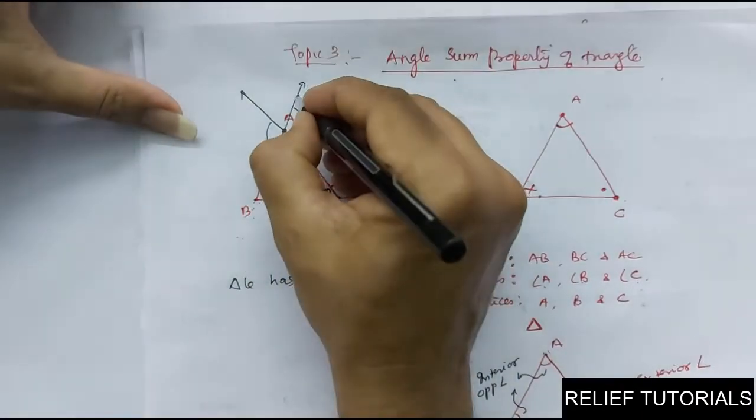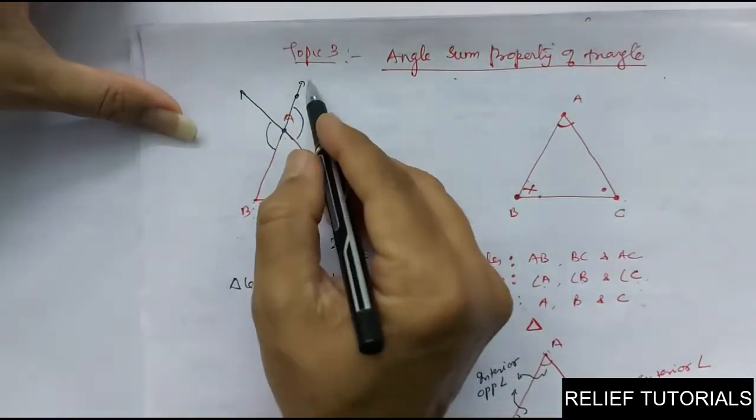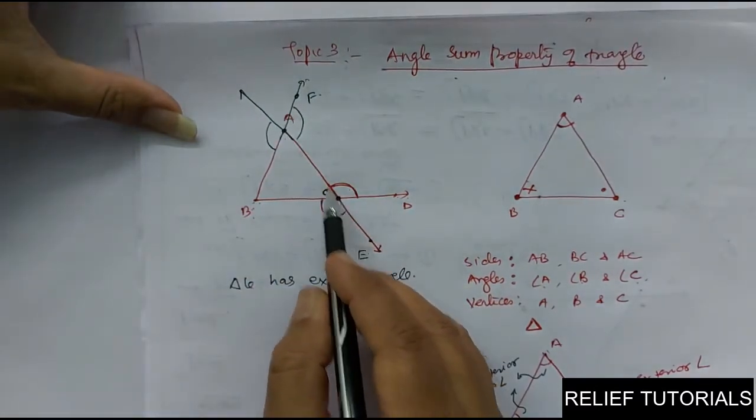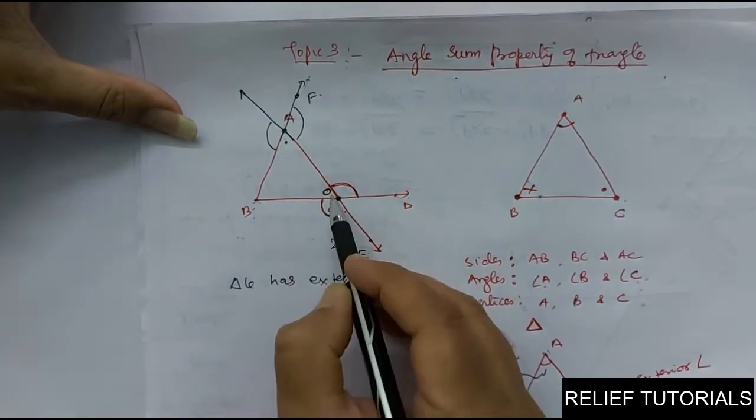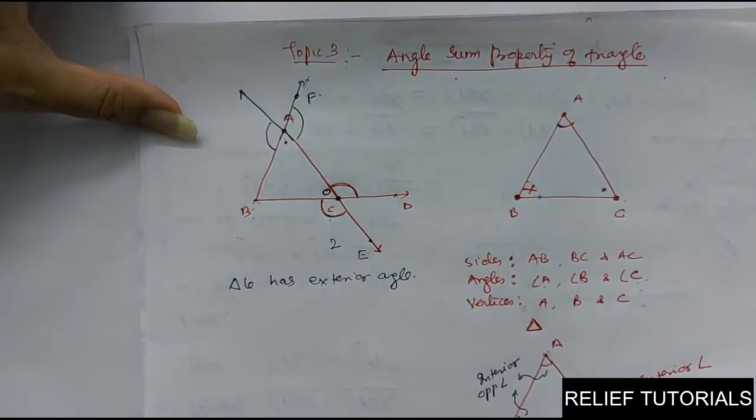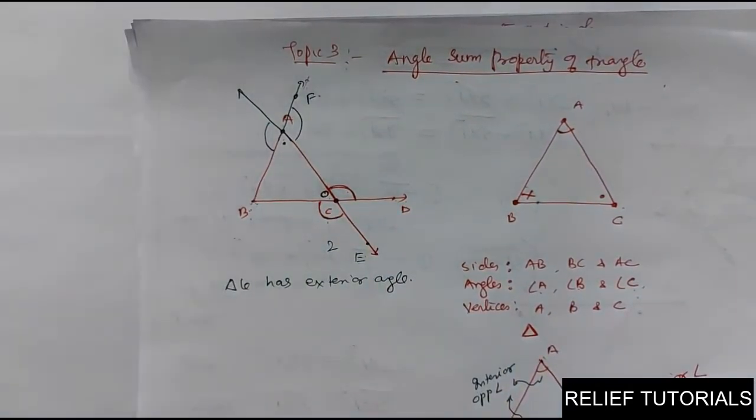Clear? If I say here this is F, then FAC is an exterior angle. It forms a linear pair with angle A. So B and C are its interior opposite angles. So this is about exterior angles.